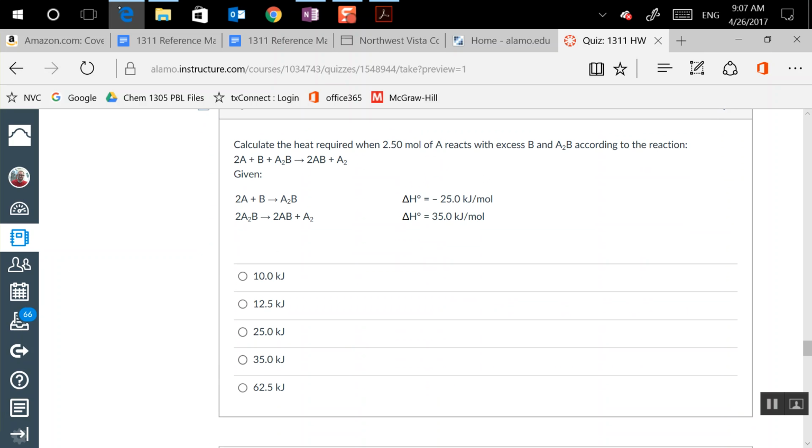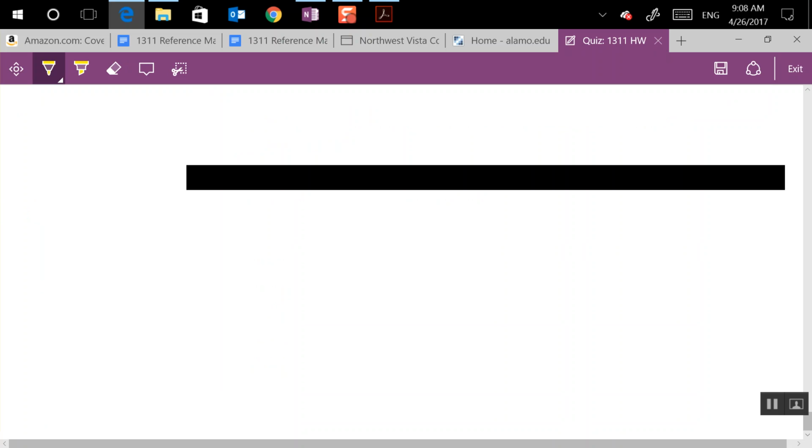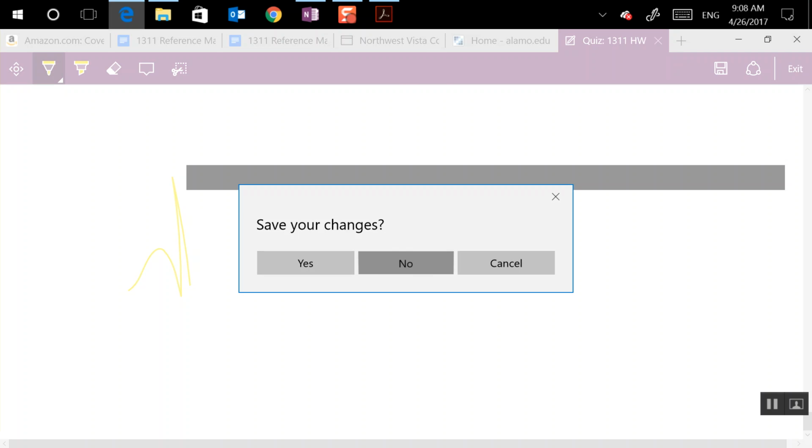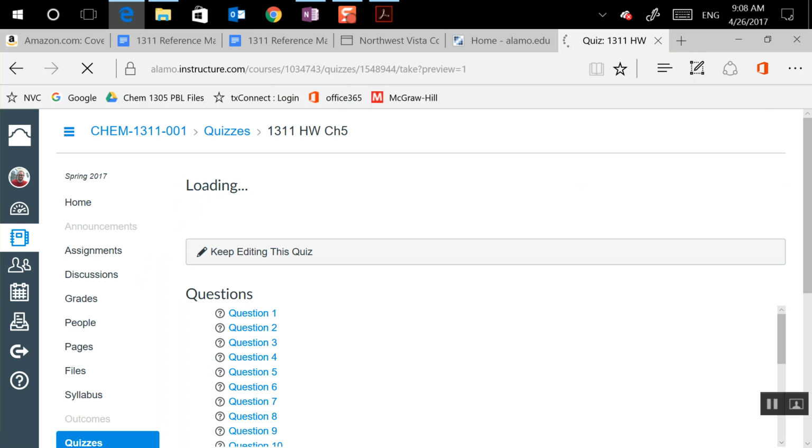Calculate the heat required when 2.5 moles of A reacts with excess B to form A2B according to the reaction. Okay, so first we want to find, here's the reaction, right? We want to have this equal this to find the delta H of this reaction. Okay, let's see if this will work. Okay, it's not going to let me do that.